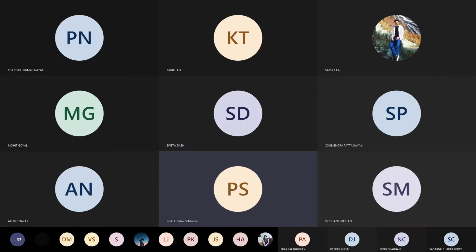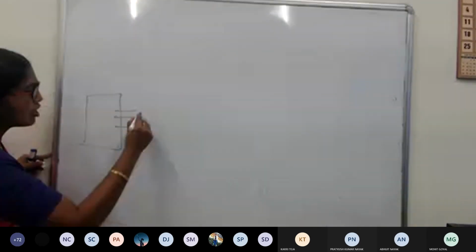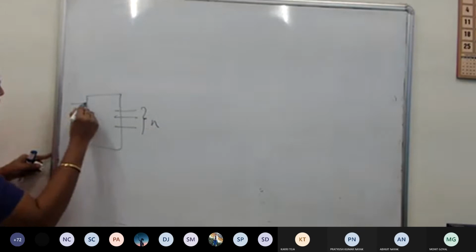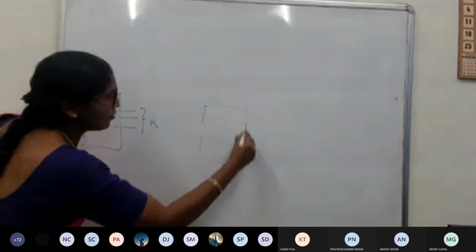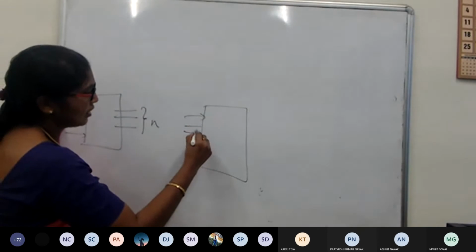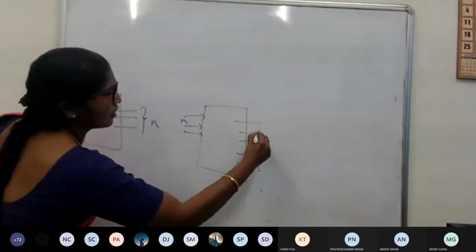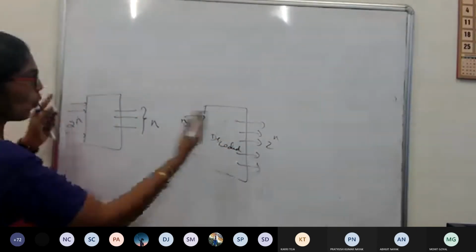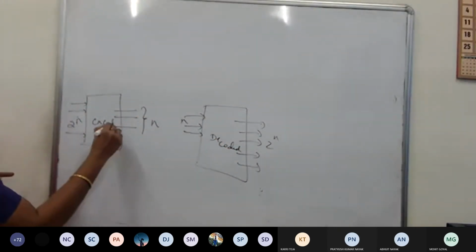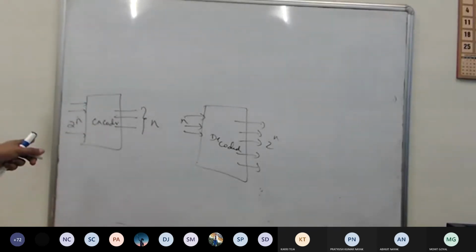Complete that statement: encoder, decoder. What happens exactly with an encoder? You have n and 2 power n combinations, right? You have n and 2 power of n combinations. Look-wise, they are reverse in nature. Is that correct?